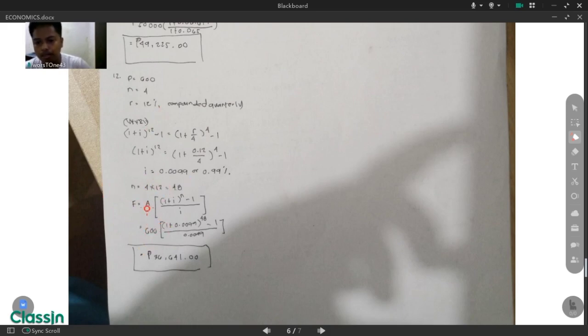we have, yes, again a problem for annuity. F equals A times ((1 + i)^n - 1)/i, since this is our formula for the future worth of an annuity. This is an ordinary annuity, at the end of each month. We have 600 every month for 4 years. So (1 + 0.0099) to the power of 48, which is 4 times 12, minus 1, over the interest rate of 0.99%, which yields 36,641 pesos. So that would be the value after 4 years.